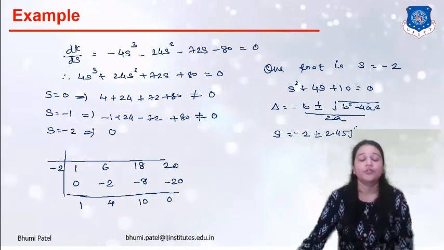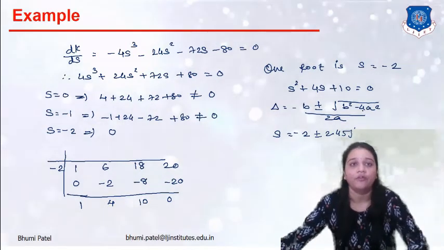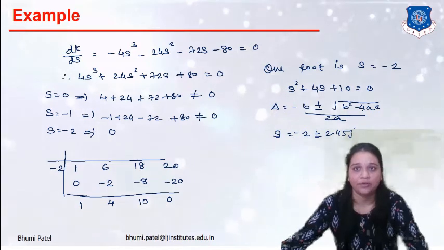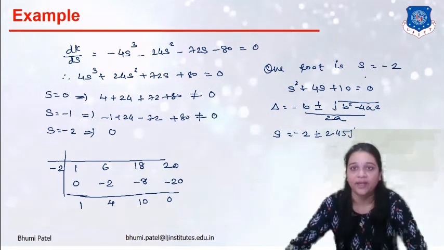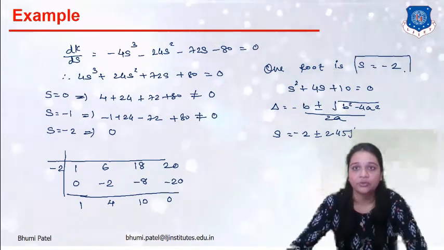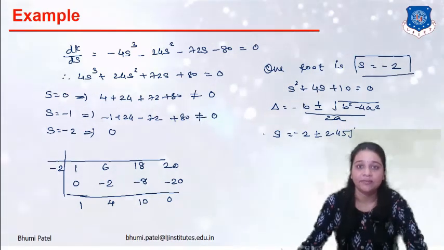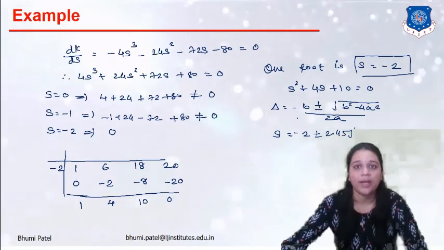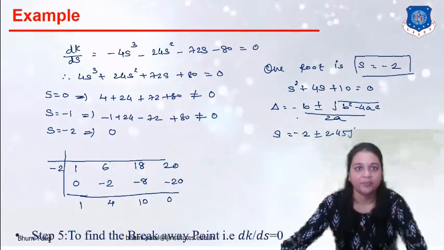We can get the value of s is equal to minus 2 plus or minus 2.450. Okay, so using the value of k, we can find the value of s. Okay, so we can get 3 values of s: s is equal to minus 2, and the other 2 values are s is equal to minus 2 plus 2.45j and s is equal to minus 2 minus 2.45j.